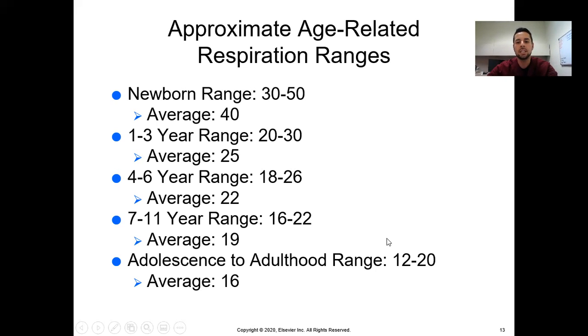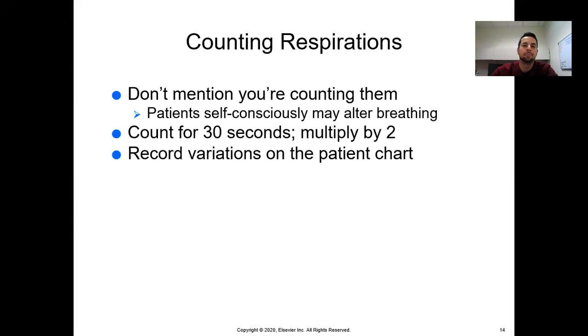So if you have a patient whose breath count is above 20, they're going to be considered tachypnea, and then if they're below 12, it's going to be bradypnea. Okay, so brady meaning under, tachypnea meaning excessive or higher.